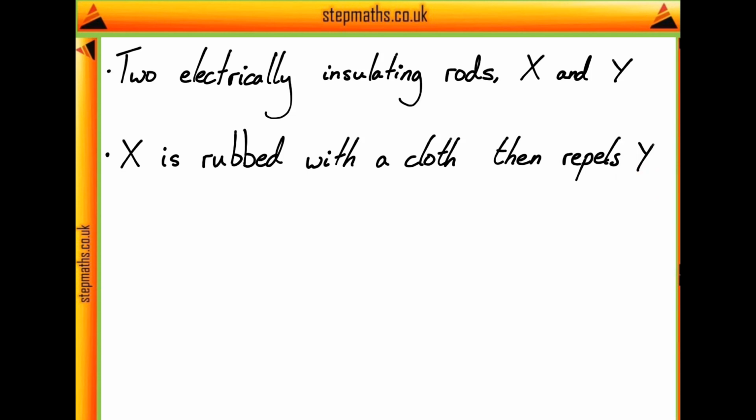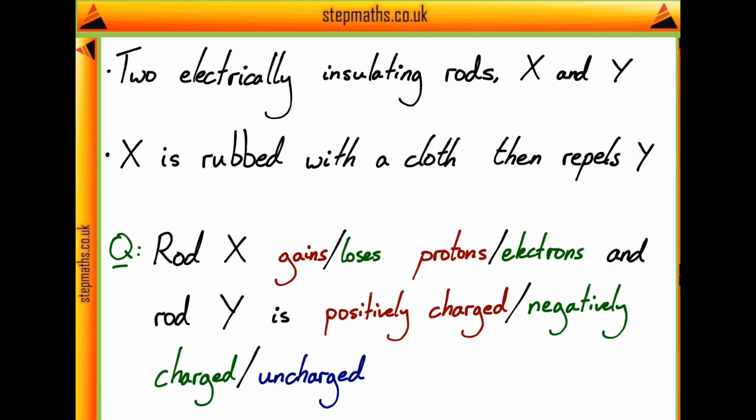So what the question asks us is a selection of 8 statements which are along the lines of rod X gains or loses either protons or electrons, and rod Y is then positively charged, negatively charged, or uncharged. So we're given 8 different permutations, which does not include all the different permutations of this, but it does obviously include 8 of them. So if you'd like to have a go at this question yourself, then please pause the video now. Otherwise, let's have a go at it.